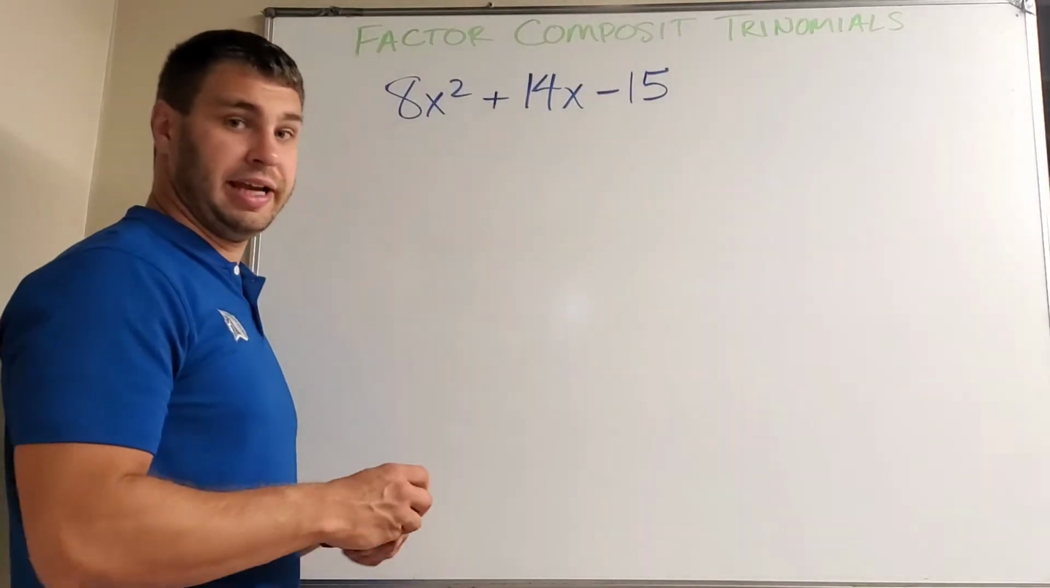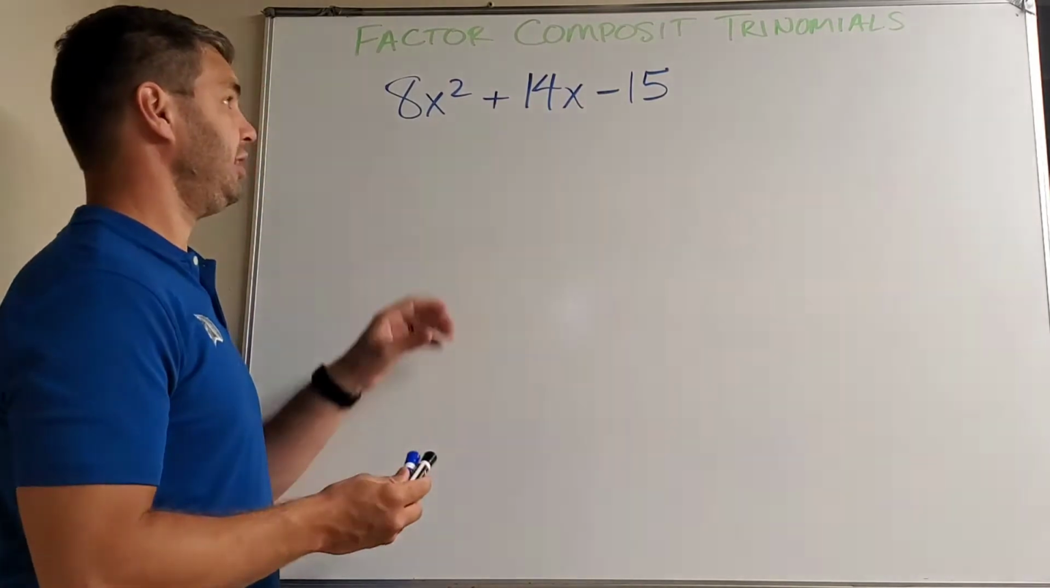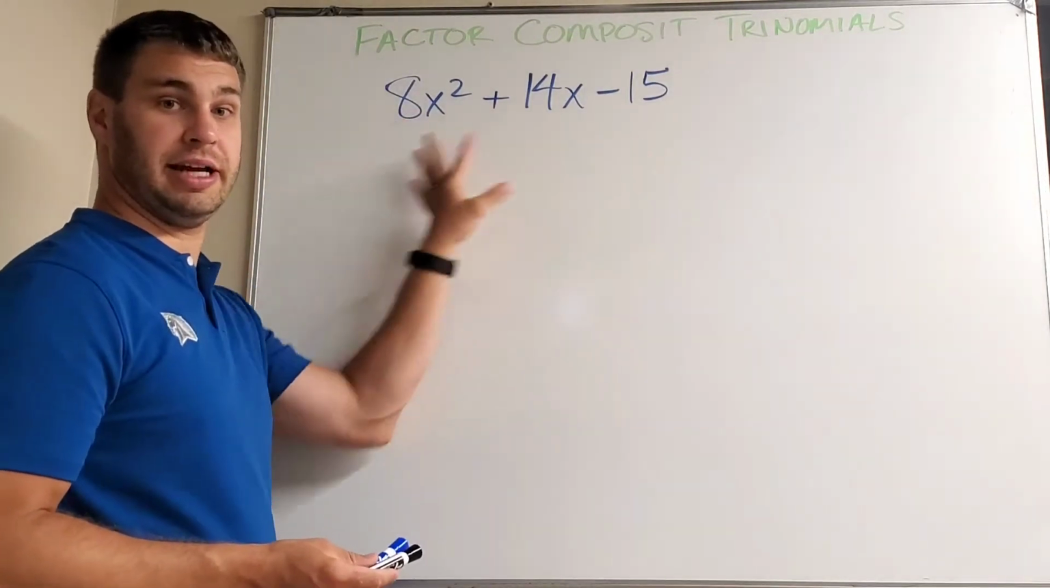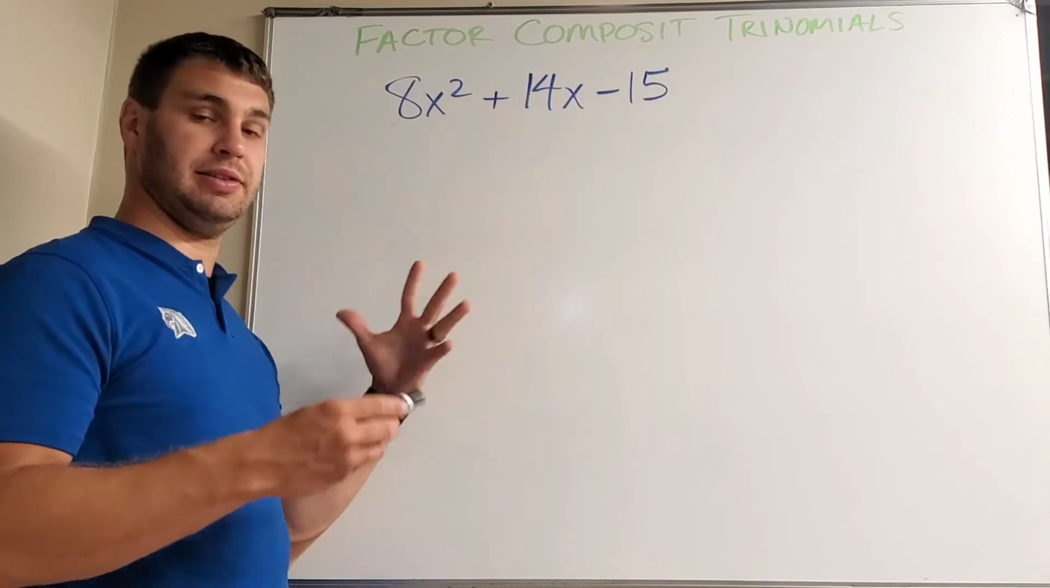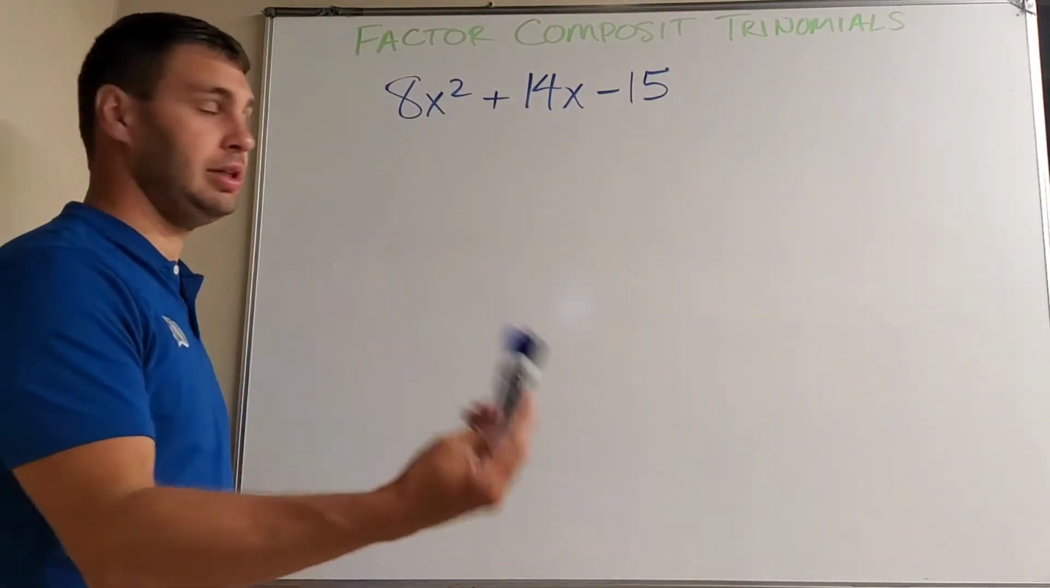All right, we're given the trinomial 8x squared plus 14x minus 15. This is a composite trinomial because our a term (a, b, c) is a composite number. It's divisible by something more than just 1 and itself. Here, 8 can be divided by 2 and 4 and so on.